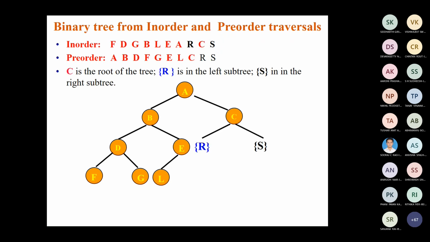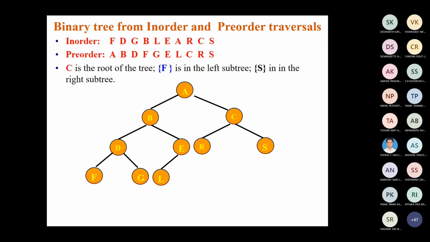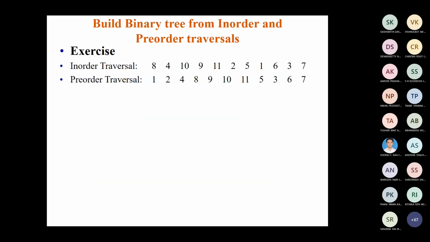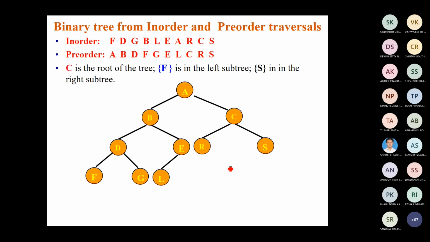You create a node. Then R is going to become the left child and S becomes the right child. So this is the unique binary tree for this. This way I am able to produce the binary tree uniquely if the two sequences are given.